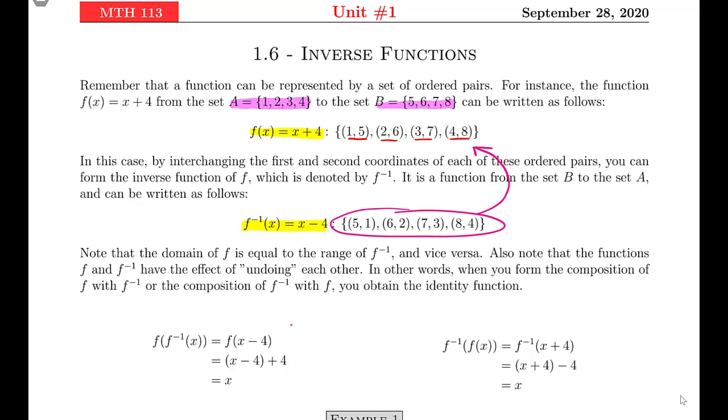range flip. Okay, so the domain of our first function, let me label that number 1, and then number 2. The domain of our first function is 1, 2, 3, 4. The range of our second function is 1, 2, 3, 4. And then the range of our first function is 5, 6, 7, 8.